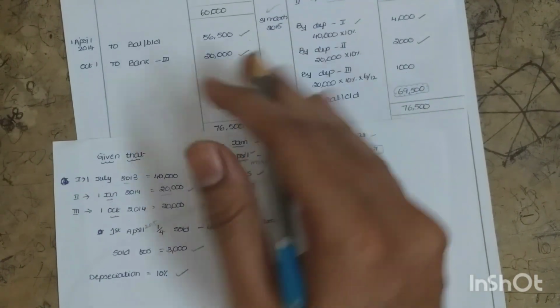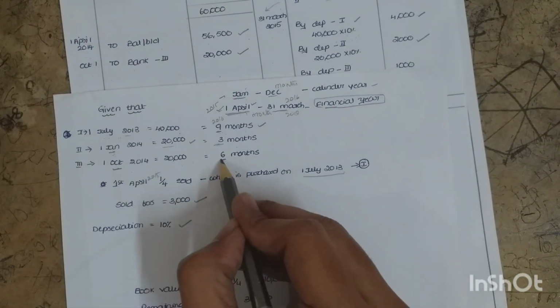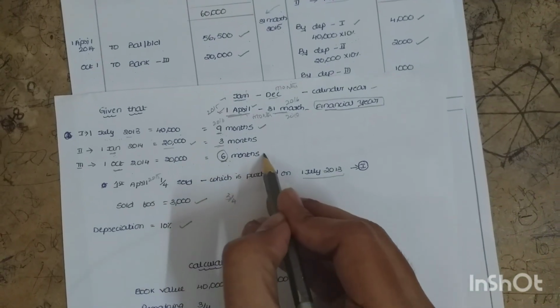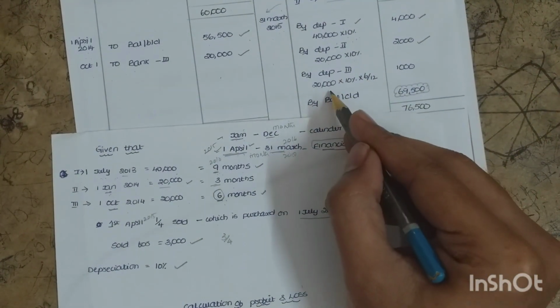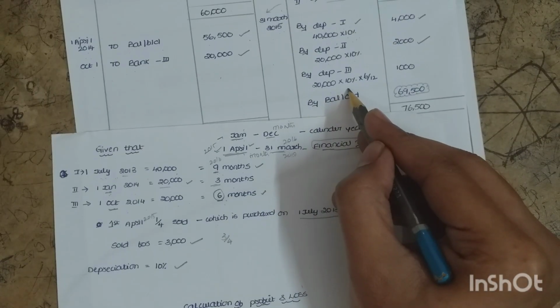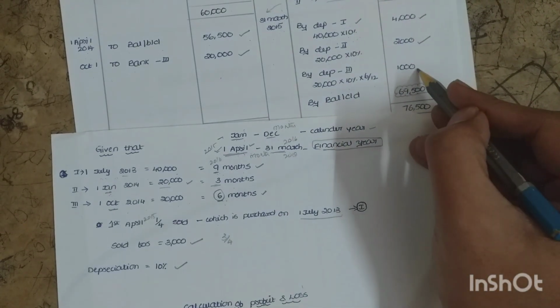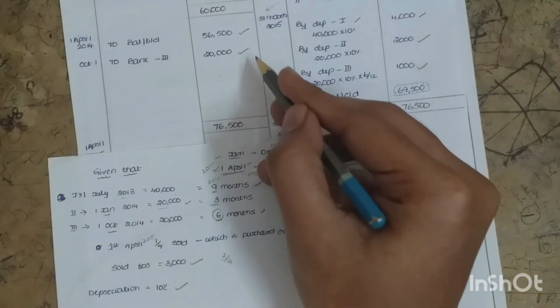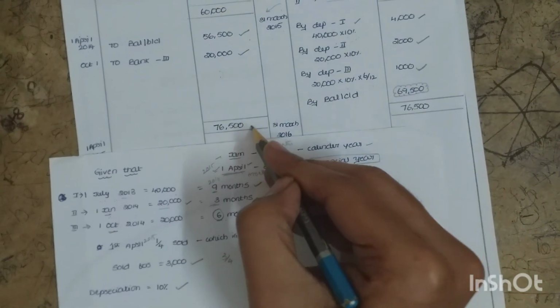Now we have third machinery also, right? When we have purchased third machinery in October, we are using only 6 months, so this is the new machinery, months calculation is also there. By depreciation of third machinery, 20,000 into 10% into 6 by 12, how much you will get? 1,000 rupees you will get. Now do the total, 56,500 plus 20,000, that is 76,500.